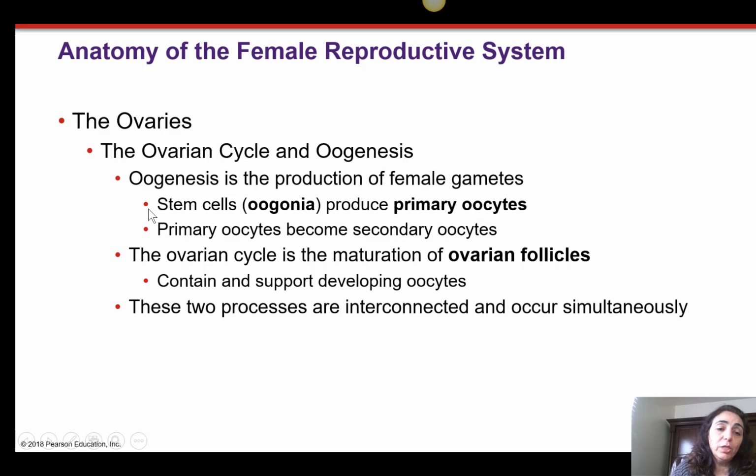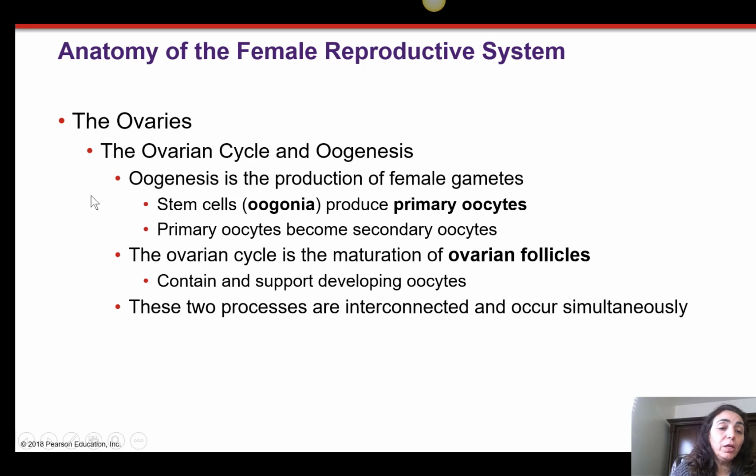Let's talk about oogenesis first. Oogenesis is the production of the female gamete, right? Now, you will see that we have many similarities between oogenesis and spermatogenesis, but on the other hand, we have some differences that you need to know.